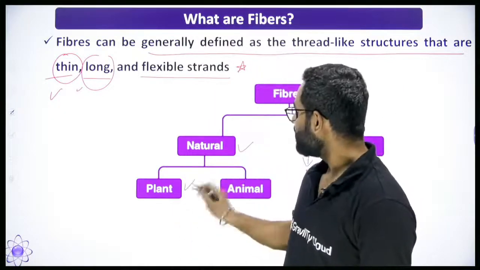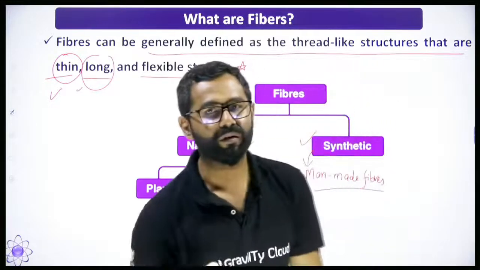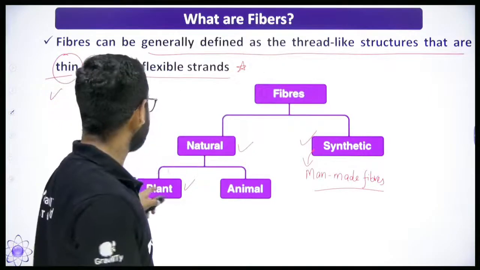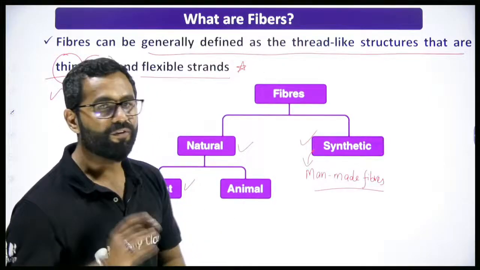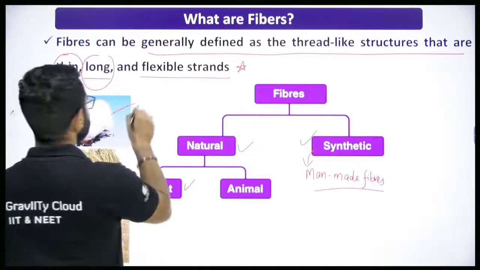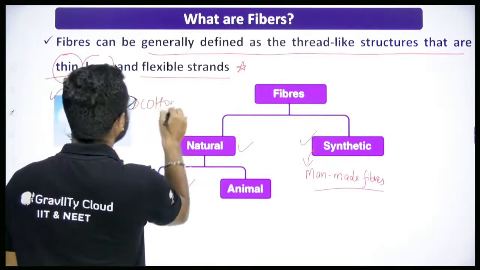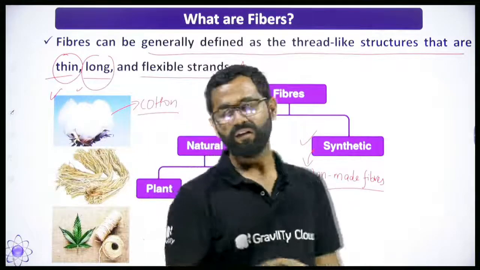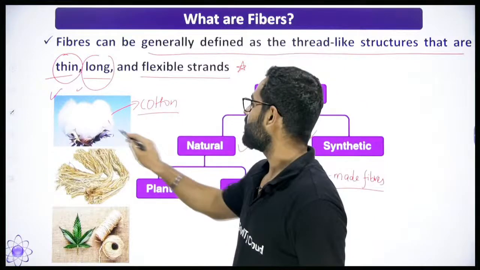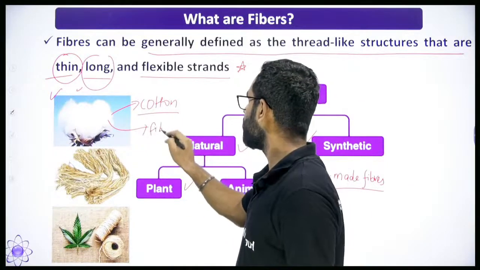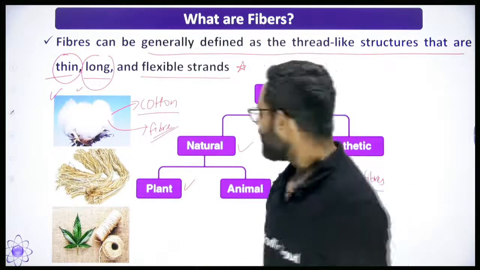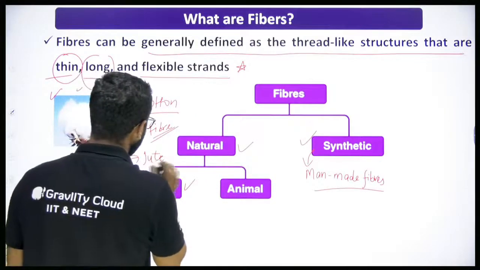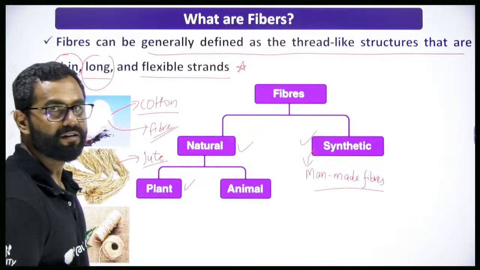Now when it comes to plants, we have different categories of fibers, or I can say we can get these thread-like structures from plants in different forms. For example, cotton. Now we get the cotton from the cotton plant, right? The cotton plant gives us the cotton, and this is a fiber. This is my cotton fiber. Simple, right? Similarly, jute. This is my jute. So from where do we get the jute? We get the jute from the jute plant, right?